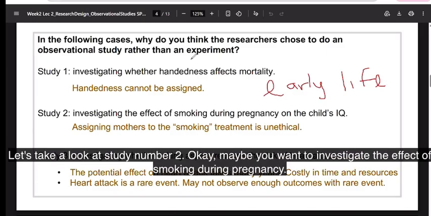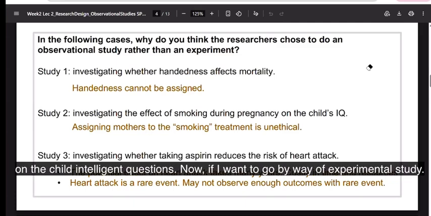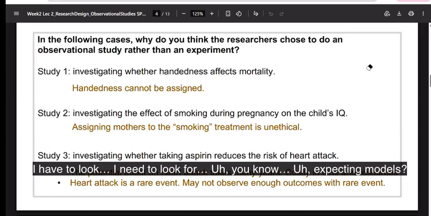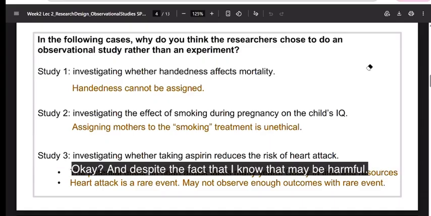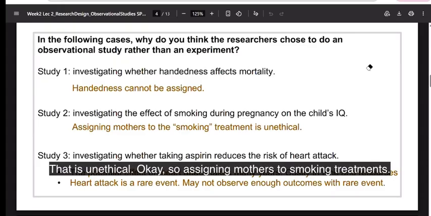Let's take a look at study number two. Maybe you want to investigate the effect of smoking during pregnancy on the child's intelligence quotient. Now, if I want to go by way of experimental study, I need to look for expected mothers who have not smoked before. I will have to assign them to smoke. Despite the fact that I know that may be harmful, that is unethical. So assigning mothers to smoking treatments is unethical.